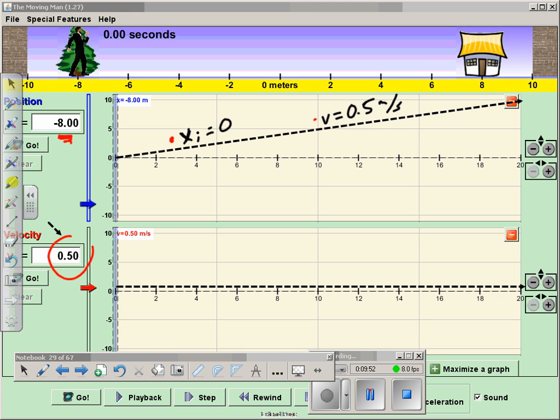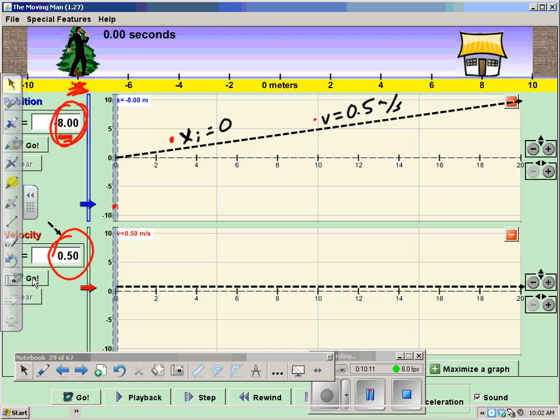We're going to start out with the same velocity of 0.5 meters a second, but notice this time our starting position is -8. Here's the dude hiding in the tree right there. So what we should expect this time is the position should start at -8 and then increase from there. All right, so let's click go and see what happens.